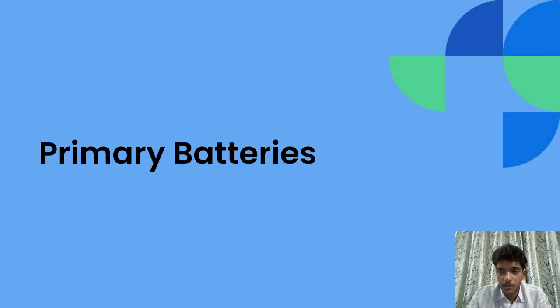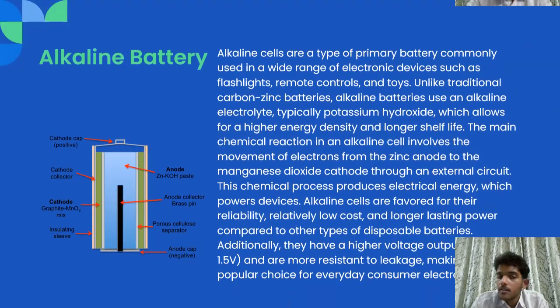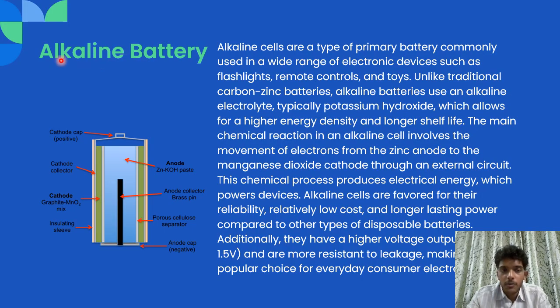Next, we'll talk about the different types of primary batteries. First type of primary battery is the alkaline battery. These are commonly used in a wide range of electronic devices such as flashlights, remote controls, and toys. Unlike traditional carbon zinc batteries, which we'll talk about in the next slide, alkaline batteries use an alkaline electrolyte, typically potassium hydroxide, as we can see in this diagram here. These allow for higher energy density and a longer shelf life.